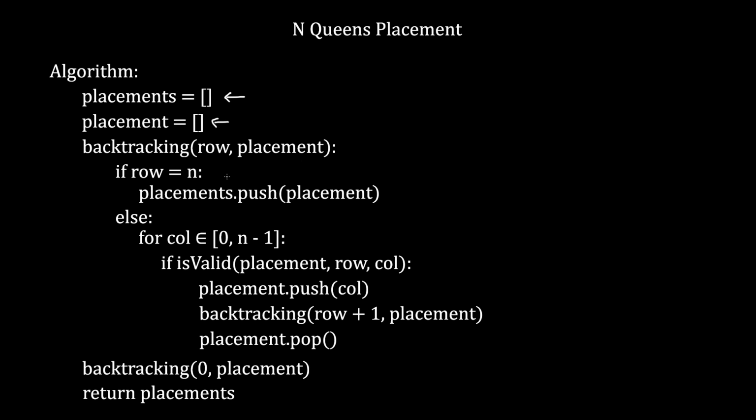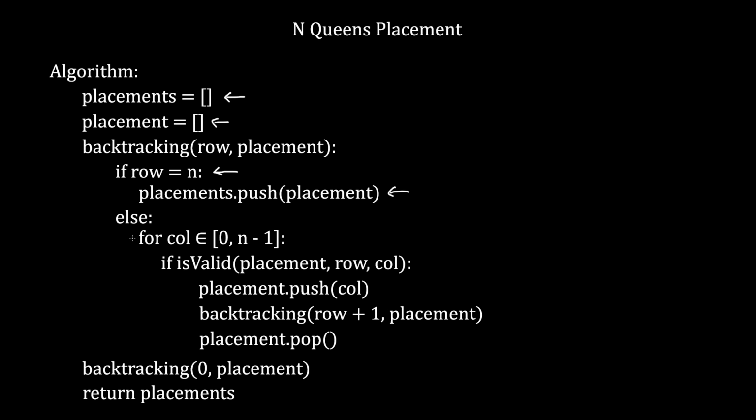And first of all, I check if I hit the stopping point. So if row equals n, this means that I've set each and every column value for each and every row. And obviously, because I am checking every time I place a queen whether the configuration is valid, I am going to always end up here at the stopping point with a valid placement. So all I have to do is just push it into the placements array.